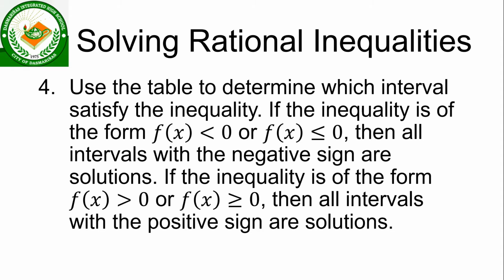Fourth one is to use the table to determine which intervals satisfy the inequality. If the inequality is of the form f of x is less than 0 or f of x is less than or equal to 0, then all intervals with the negative sign are solutions because, as I said, it is less than 0. But if the inequality is of the form f of x is greater than 0 or f of x is greater than or equal to 0, then all intervals with the positive sign are solutions because any number which is greater than 0 is positive.